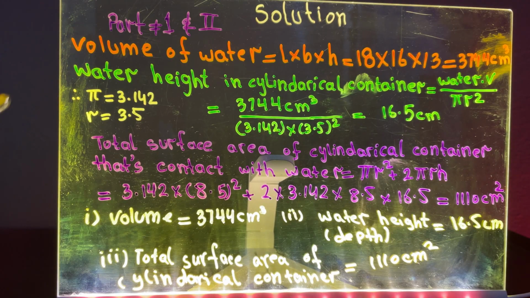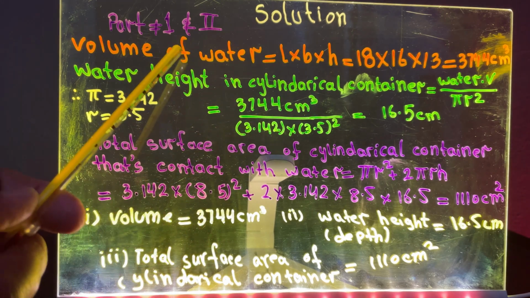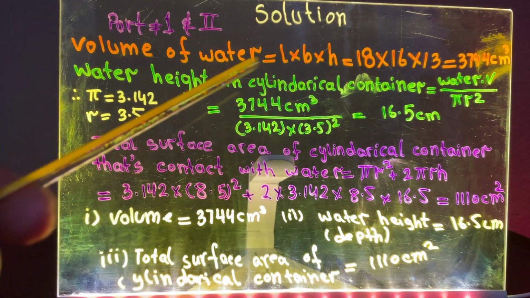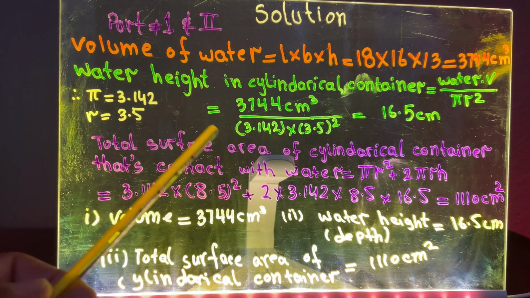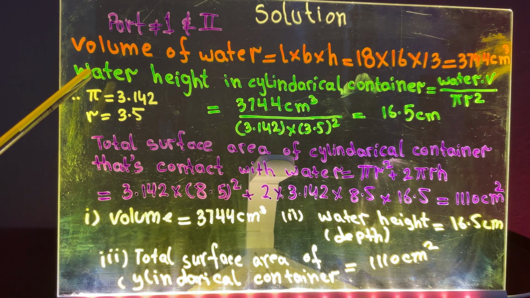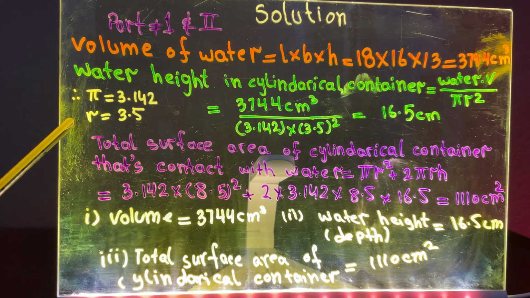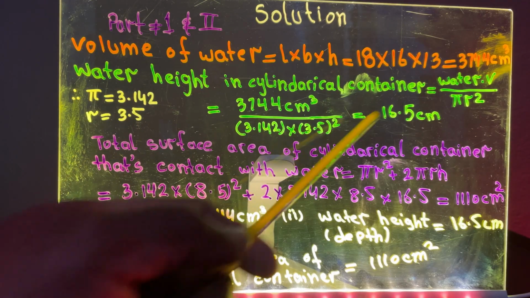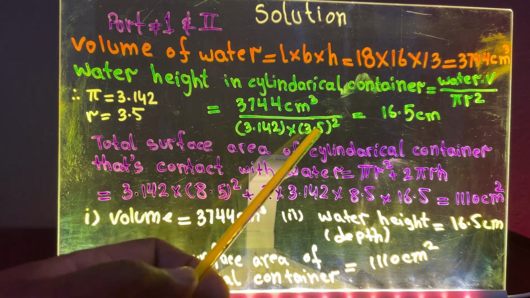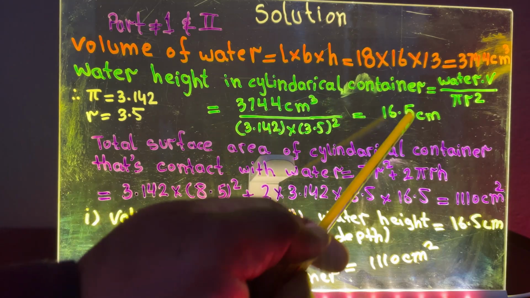In the second part, these values are given to us. The volume we will take from the first volume of water, and here you will find the formula pi r square for the cylindrical container. Here, instead of pi, I will put the reference: pi is equal to 3.142, and the radius 3.5. Because it is the square of the radius, I will put the power of 2 on 3.5. So when we solve this, we will get 16.5 centimeter.